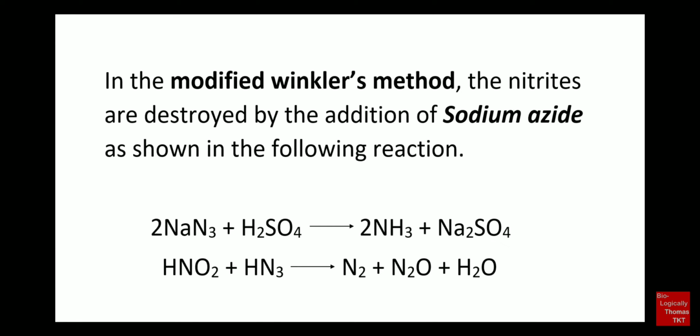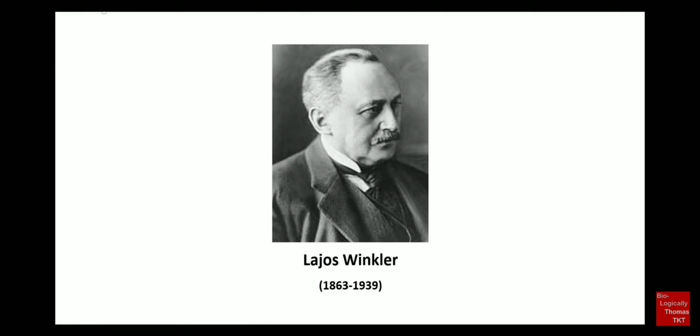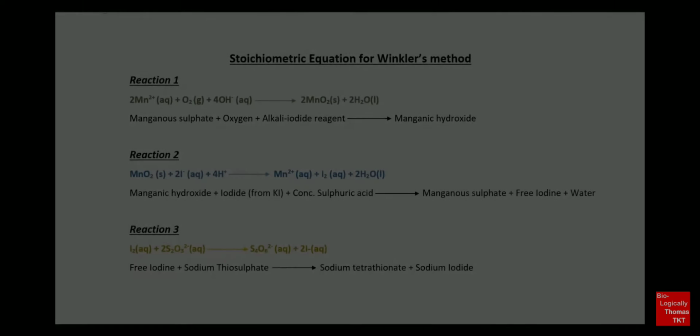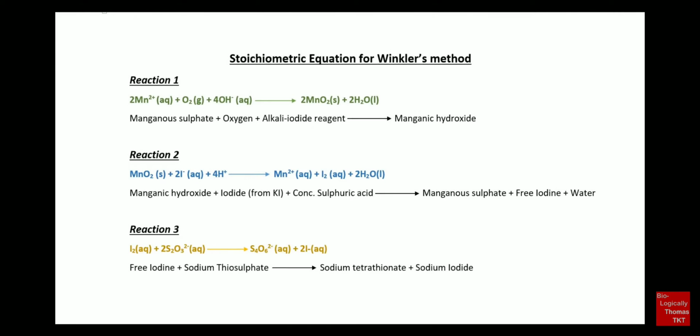The traditional Winkler's method for estimation of dissolved oxygen in water was originally developed by a Hungarian chemist named Lajos Winkler in 1888. The Winkler's method is an iodometric titration method and is based on the quantitative oxidation of iodide ions to iodine by the dissolved oxygen present in the water sample. Subsequent titration of the iodine generated using a standard thiosulfate solution reveals the amount of oxygen present, which is computed on the basis that 1 mole of oxygen reacts with 4 moles of thiosulfate. The stoichiometric equation for the reactions involved in the Winkler's method is as shown.